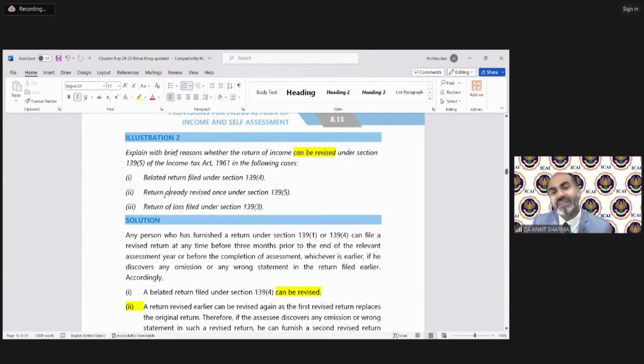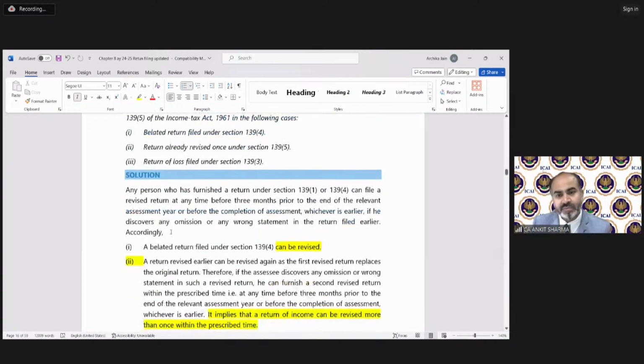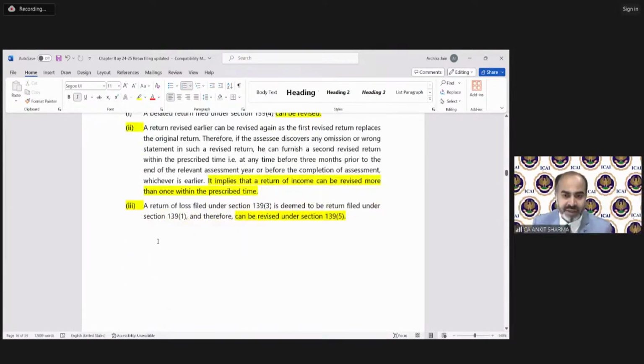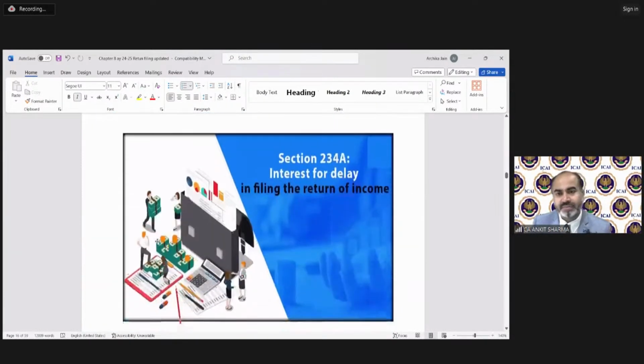Return already revised once under section 139(5) can be revised. Yes, I told you, you can revise the return as many times as you want. Return of loss filed can be revised. Yes, that can also be revised. There is no issue. There is no problem. You can revise any return. So you can see the answer, of course. It can be revised in all the three cases.